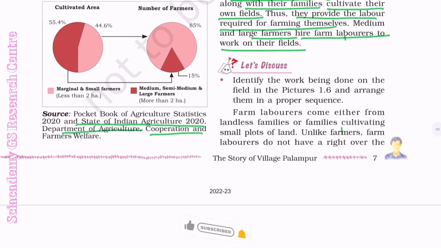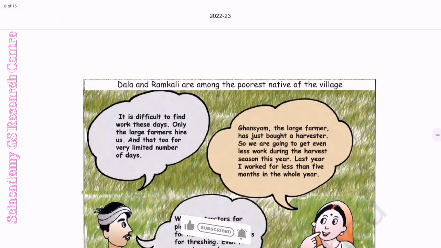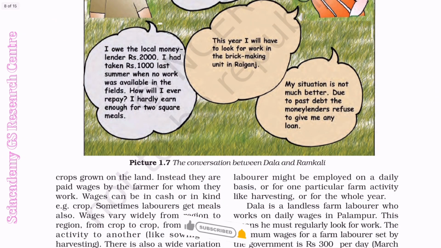Let's discuss. Identify the work being done on the field in picture 1.6 above and arrange them in a proper sequence. Farm laborers come either from landless families or families cultivating small plots of land. Unlike farmers, farm laborers do not have a right over the crops grown on the land. Instead, they are paid wages by the farmer for whom they work. The wages can be in cash or in kind, for example, crop. Sometimes laborers get meals also.